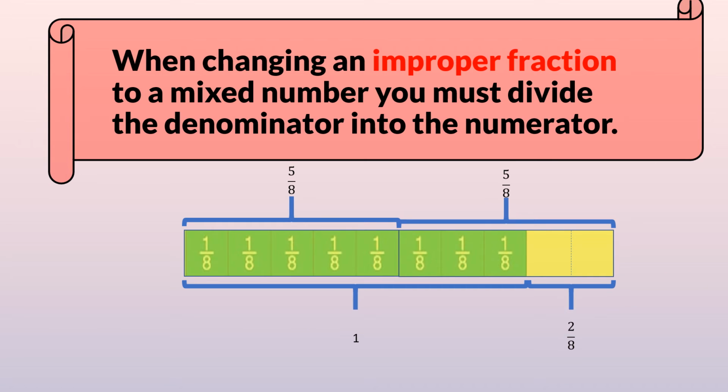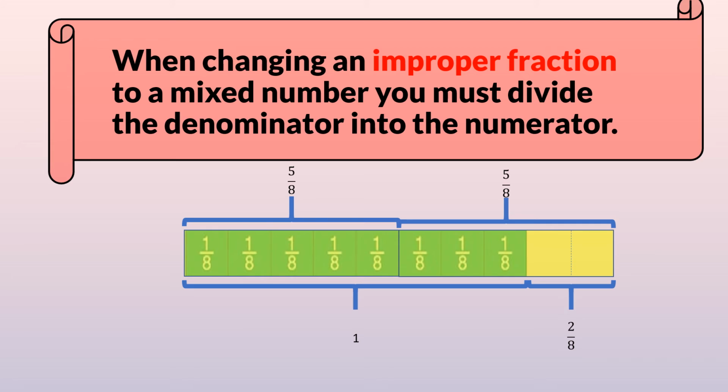For our visual learners, when changing an improper fraction to a mixed number, you must divide the denominator into the numerator. So below we have a fraction bar that is separated into 8s. The green section on the fraction bar represents 8/8, which equals 1. The yellow part on the fraction bar, it is the remainder, what is left over, 2/8. So remember, our equation that we're trying to solve is 5/8 plus 5/8 equals.